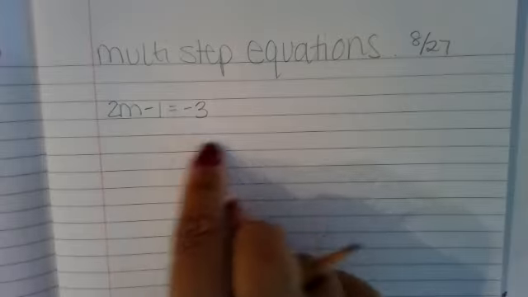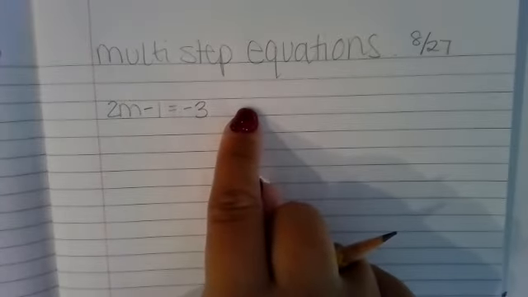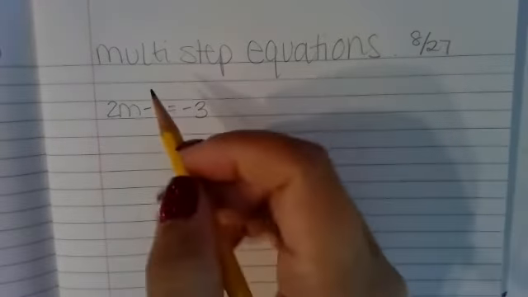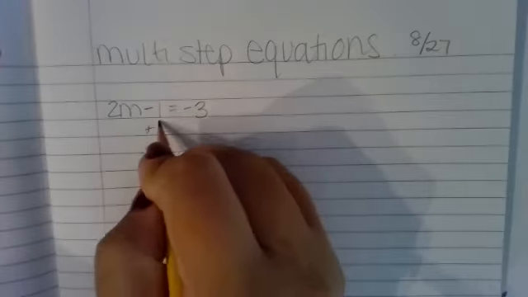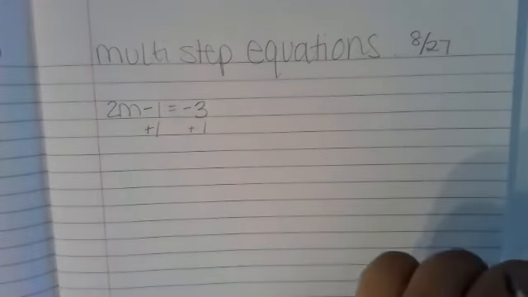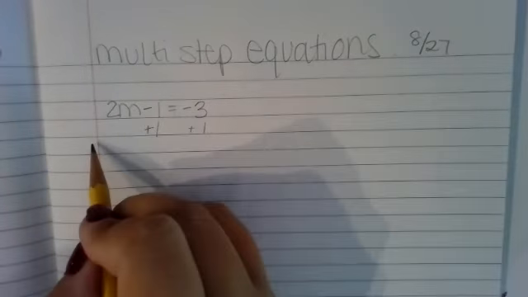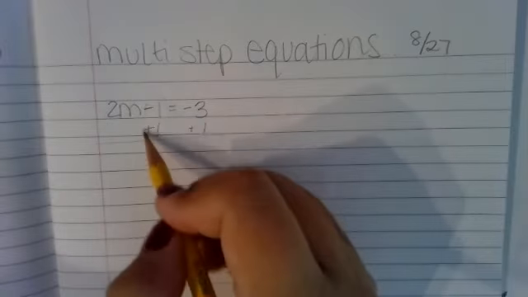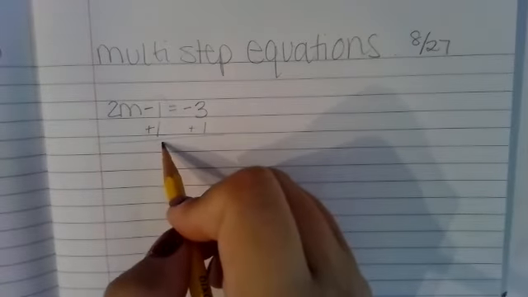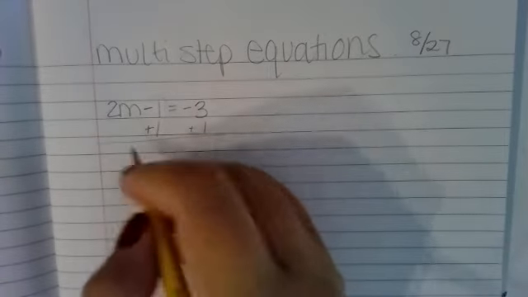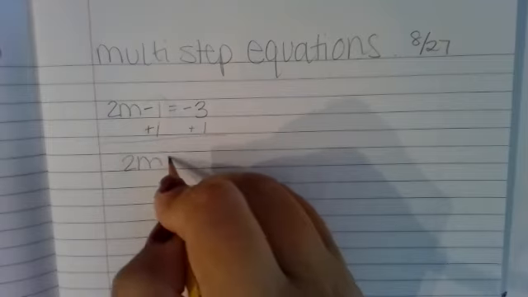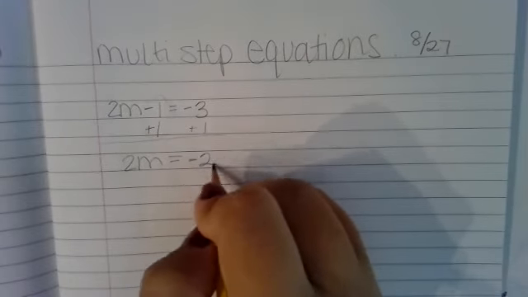And whatever I do to one side, I always do to the other side because I need to keep my equation balanced. So my work should look like this: adding 1, adding 1. This creates a zero pair, so it disappears. I'm left with 2m equals -2.